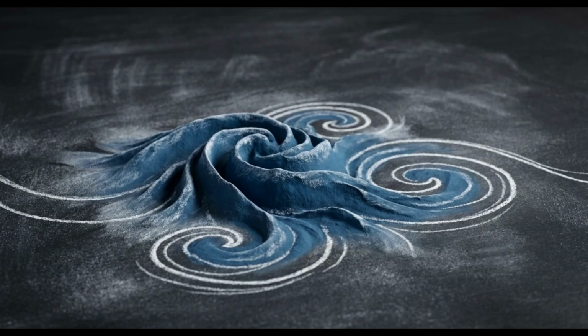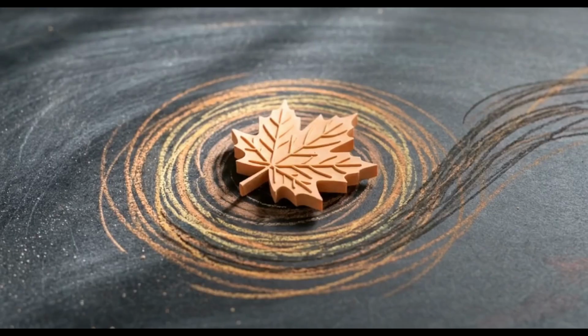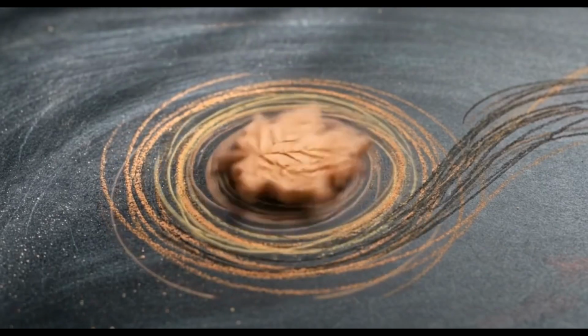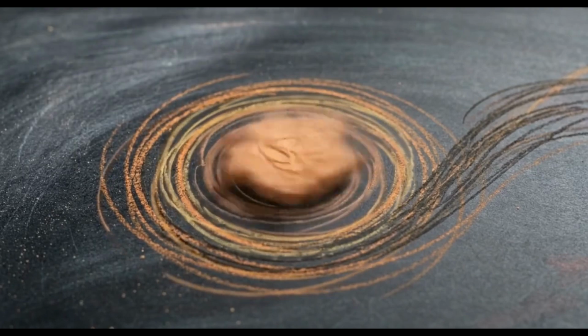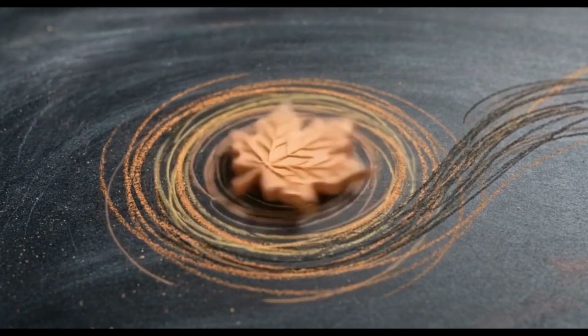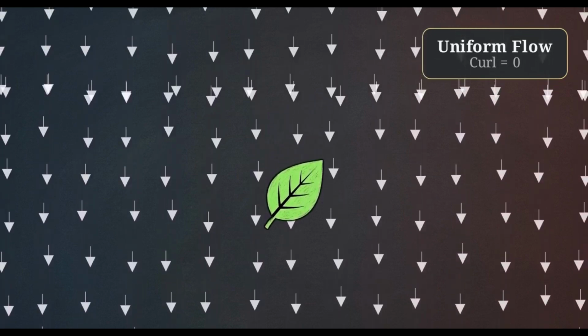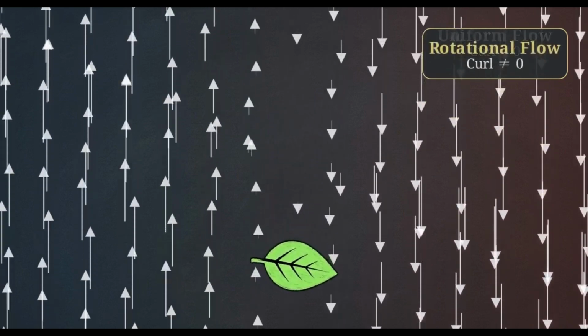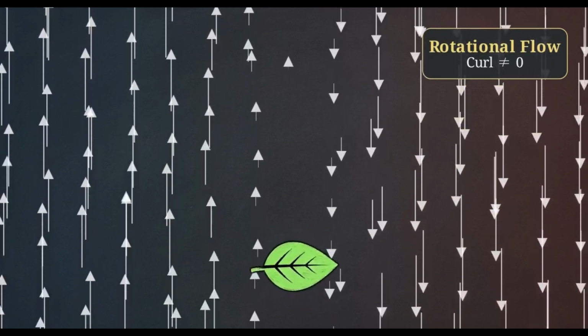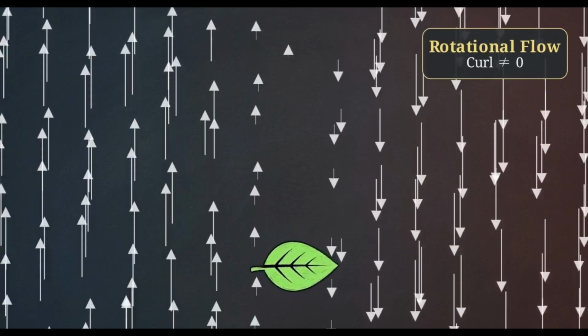Our final tool is curl. How exactly does a mathematician measure the twisting and rotation happening inside the river's flow? The easiest way to visualize it is with a physical test. Imagine dropping a tiny, rigid leaf onto the surface of the moving water. If that leaf floats perfectly straight down the river without turning, the curl is zero. But if the local currents push unevenly against the edges of the leaf, causing it to spin in place while it floats, you have curl.